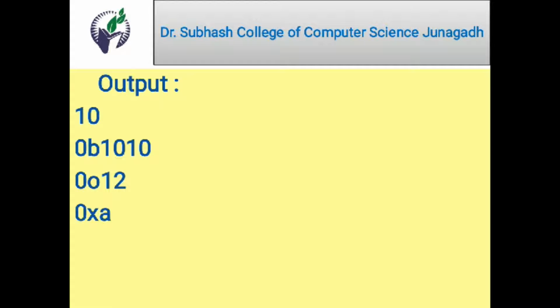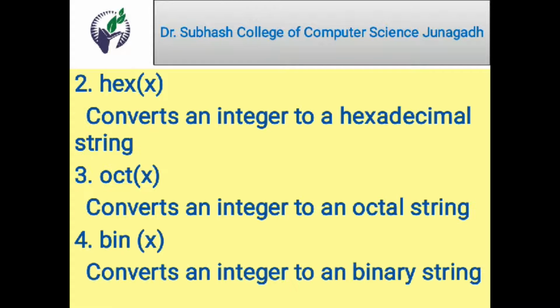So 3 more functions that we have seen: hex(x) converts an integer to a hexadecimal string, meaning integer 10 is converted to a hexadecimal string. oct(x), where x was the integer that we have seen, converts an integer to an octal string, and bin(x) converts an integer x to a binary string, which we have seen, 1010. We have got the output string 1010.